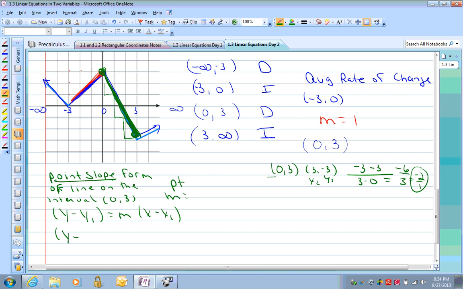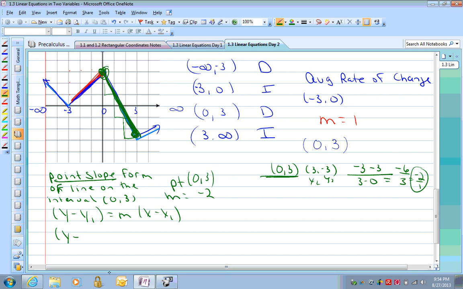We calculated the slope on the interval from 0 to 3 to be negative 2. So we already know that part. Now we've got to pick a point. We can pick any point we want on the line. It does not matter which point you use. It's going to come out the same in the end. So I'm just going to pick this starting point, which is at 0, 3.